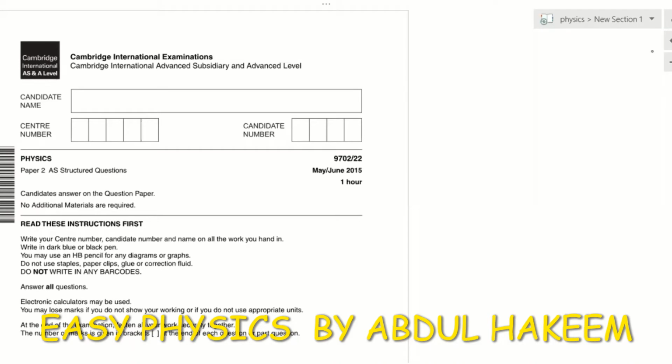Okay, so the paper is May-June 2015 and its variant is 2-2, AS paper. Look at question number 1.